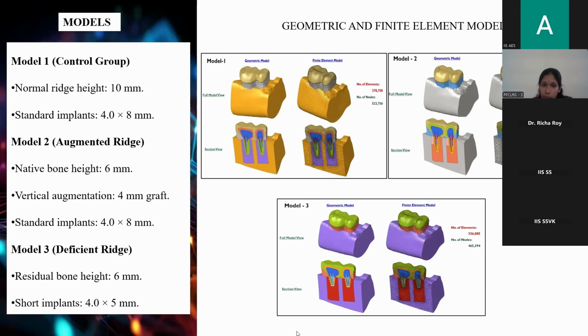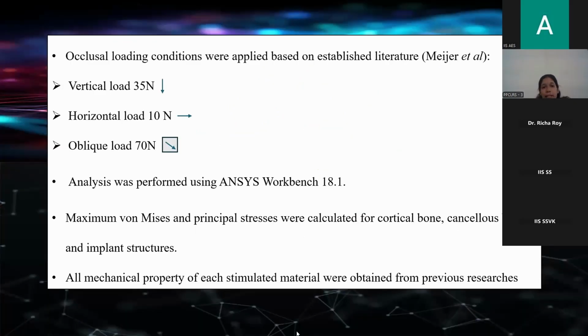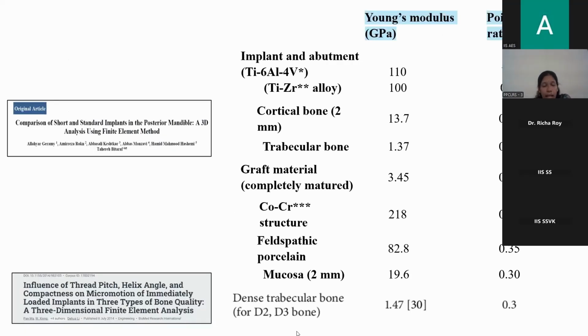After preparing the models, occlusal loads were applied based on studies by Major et al. Three loads were applied. First is a 35 Newton vertical load, second is a 10 Newton horizontal load, and third is a 70 Newton oblique load. After application of the load, analysis was performed using ANSYS Workbench 18.1 software, and maximum von Mises and principal stress of the three models were calculated. Von Mises stress and principal stress of cortical bone, cancellous bone, and implant structures were also analyzed, and the mechanical properties of each material used in this model were obtained from previous researchers.